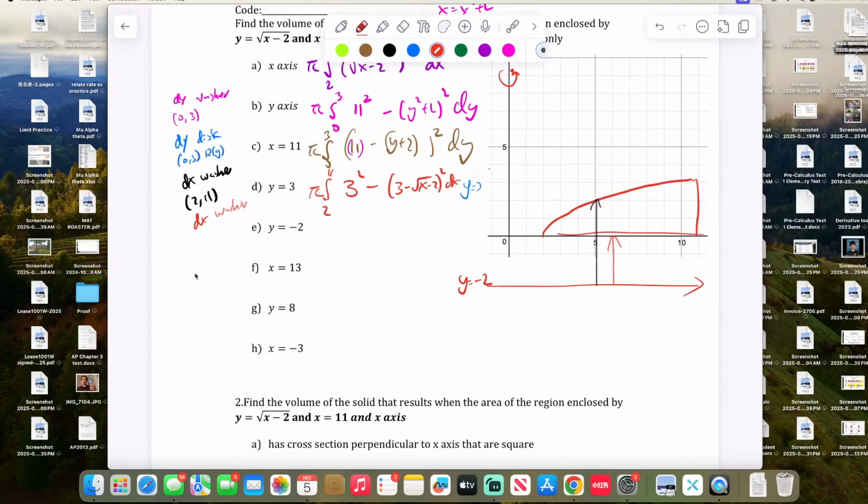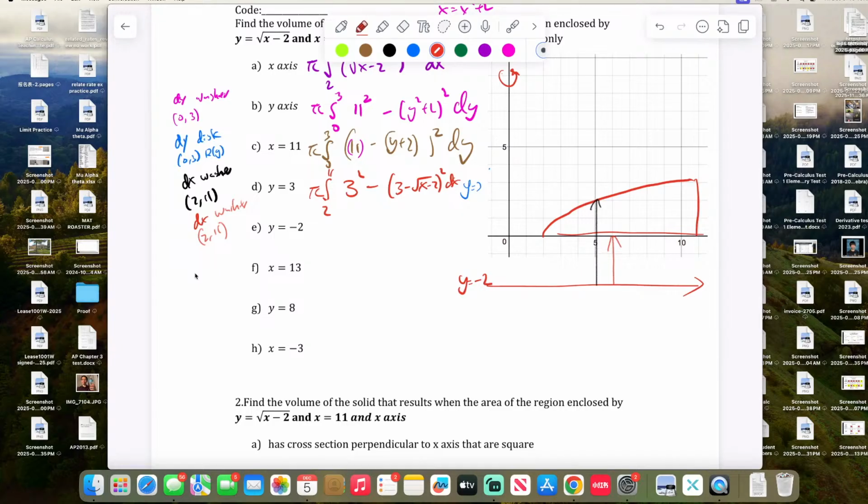Is this from which boundary to which boundary? 0 to 3 or 2 to 11? 2 to 11. So you always answer those questions first. Now, what would be the big R here? Big R would be 2 plus y squared. Wait, no.